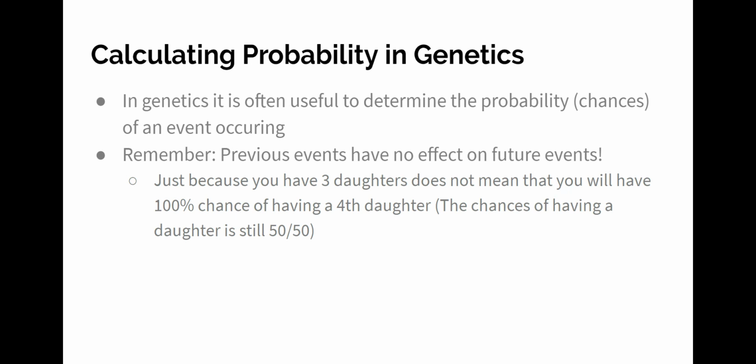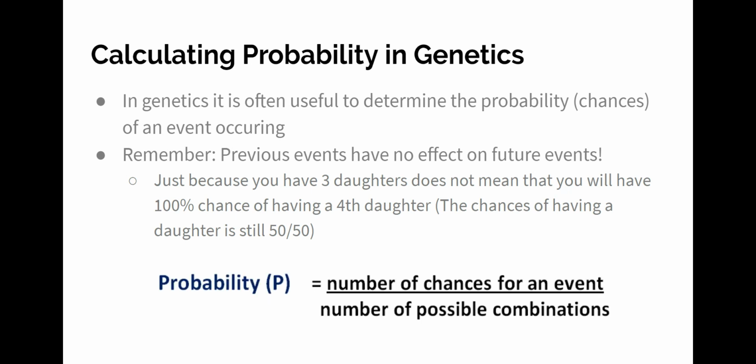That's also now applying it to genetics. So just because you have 3 daughters does not mean that you will have a 100% chance of having a 4th daughter. Instead, you would have 1/2, because 50%, 1/2, you'd have 1/2 times 1/2 times 1/2 times 1/2. Every event is its own event. So you would have 50% chance each time, multiplying them together to give you the overall probability.